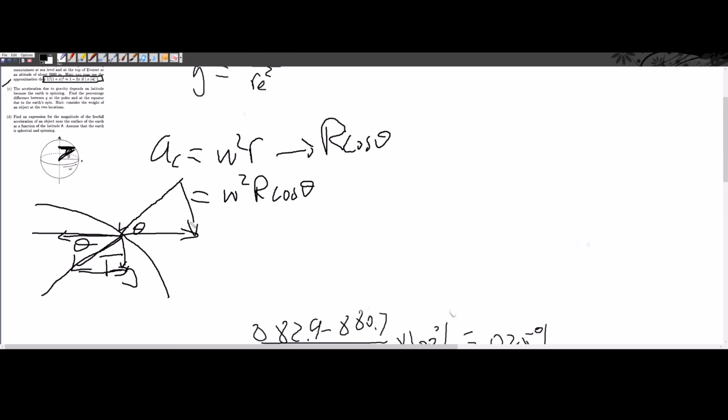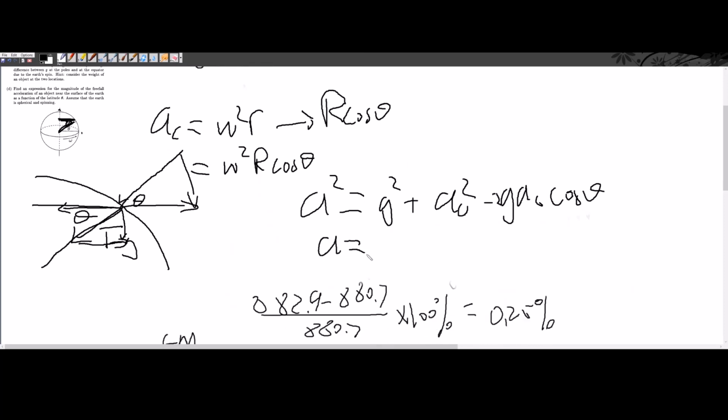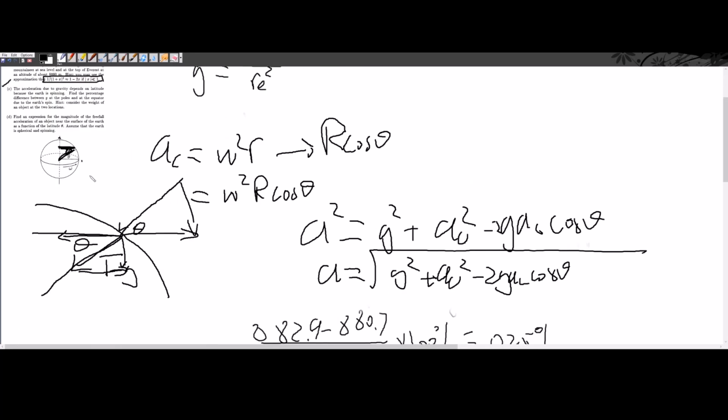So you get your free fall acceleration, I'll just call this a, where a squared is equal to your g squared plus your centrifugal acceleration squared minus, there's a 2 in front as well, 2 times your g times your centrifugal acceleration times cosine theta. So what you want to do, you just find a is equal to the square root of this thing, g squared plus ac squared minus 2 g ac cosine theta. That's done. So I shall do a bit extra.